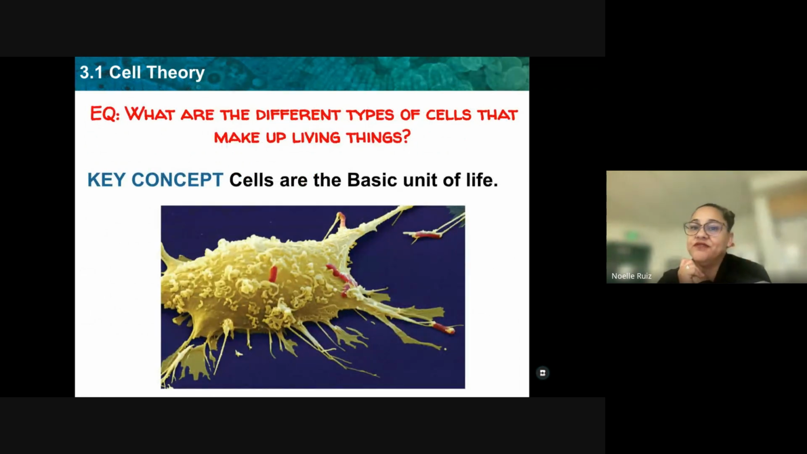So our essential question: what are the different types of cells that make up living things? Not all cells are the same. Cells are the basic unit of life, but some are bigger, some are smaller, some are more complicated with more involved parts. Some are just very simple and do their job and go home. So our essential question, I think it's the same for 3.1 and 3.2, is the different types of cells that make up living things.